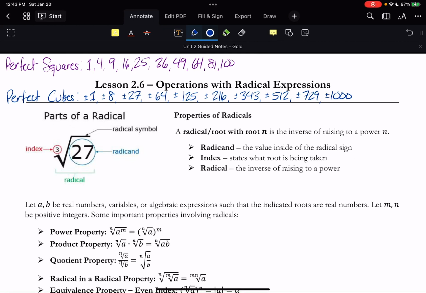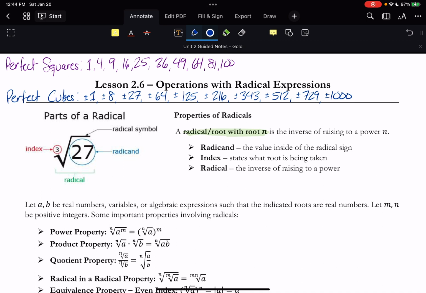All right, so in this video, we're going to talk about working with radical expressions, working with all the different operations on them, and how we can simplify them down. So, by definition, a radical root with root n is the inverse of raising an expression or a term to a power n. The vocab there: the radicand is what's inside of the radical sign. The index is what root is being taken, so is it the square root, the cube root, the fourth root, etc. And the radical, again, is the inverse of raising something to a power.